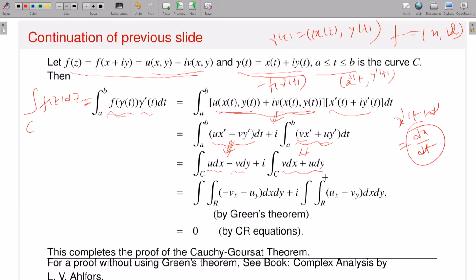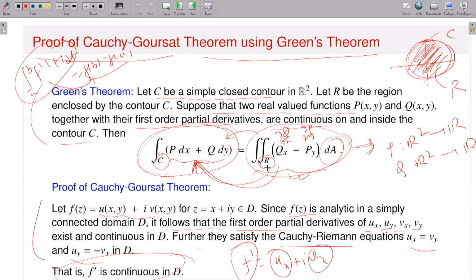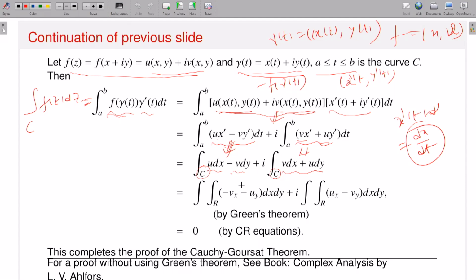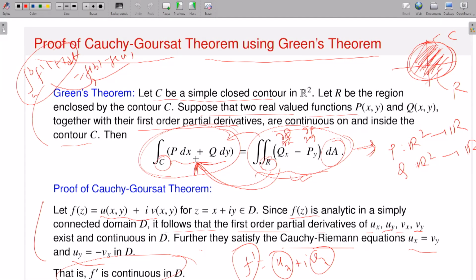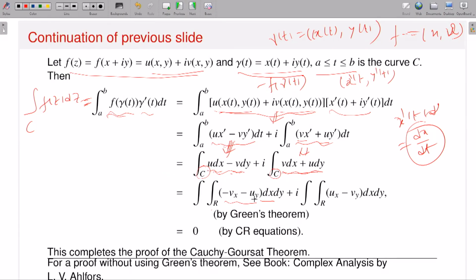Now you have to use what is called Green's theorem. Now the integration over the contour, I can replace by the integration over R, that means a 2-dimensional integration, but of course the integrand will change because of this formula. So if I have p dx plus q dy, then it will be q_x minus p_y. If I do that, then this is the integration over R of (minus v_x minus u_y) dx dy, and for the other, u_x minus v_y dx dy, that is perfectly alright.